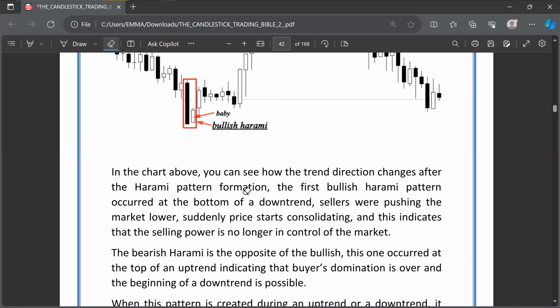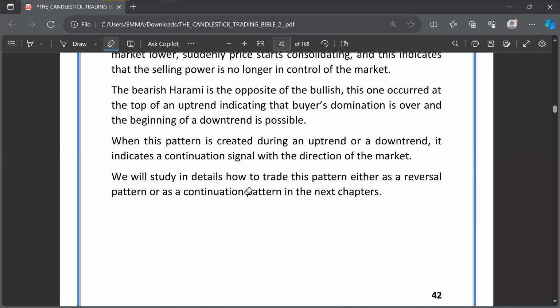The bearish Harami is the opposite of the bullish. This one occurred at the top of an uptrend, indicating that the buyers' domination is over and the beginning of a downtrend is possible. When this pattern is created during an uptrend or a downtrend, it indicates a continuation signal with the direction of the market. It's going to continue in that direction.